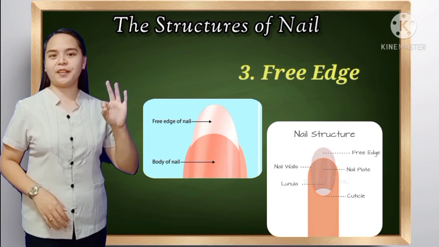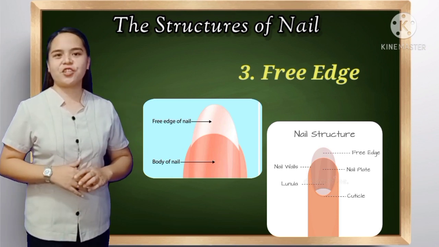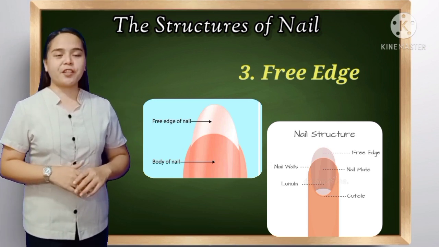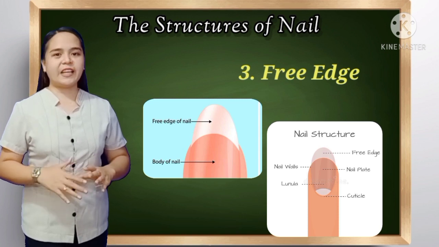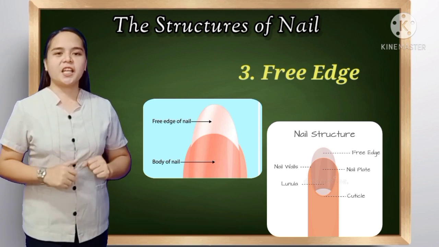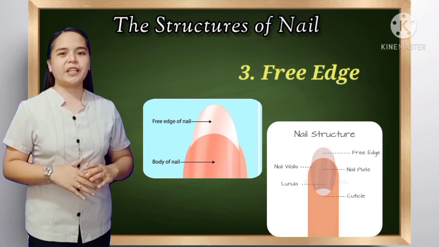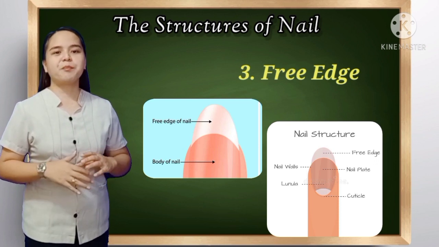Number three is the free edge. It is the part of the nail that can be filed and shaped. It is an extension of the nail plate that overlaps the hypodermis.